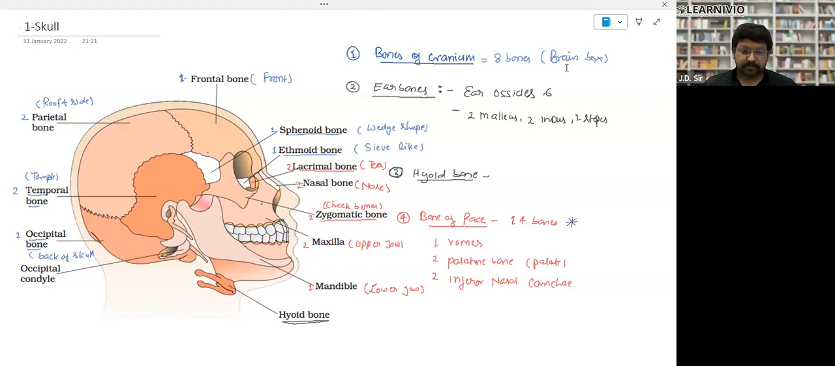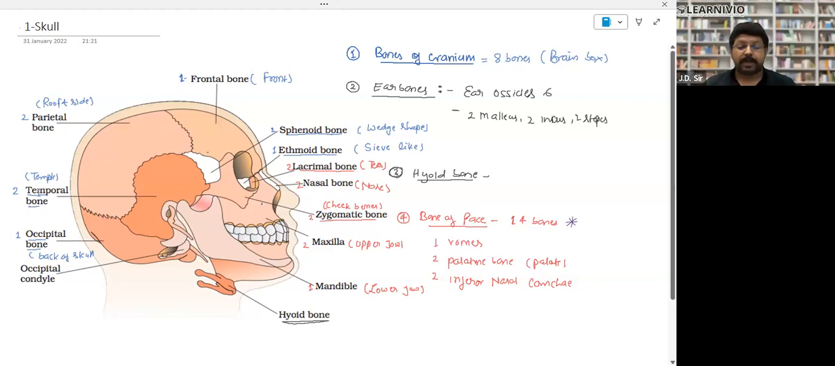The next cranium bone is the temporal bone, right? There are 2 temporal bones. Temporal means temple, this temple part, right? Which makes our temple. So this one temple and another temple, we have 2 temples. That's why there are 2 temporal bones.